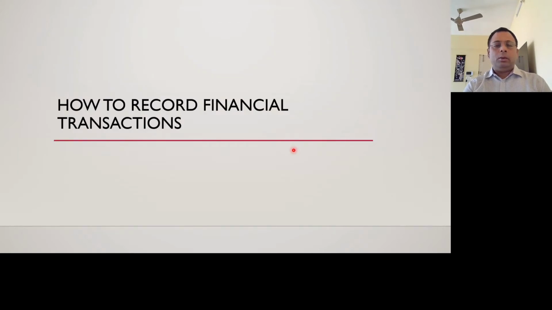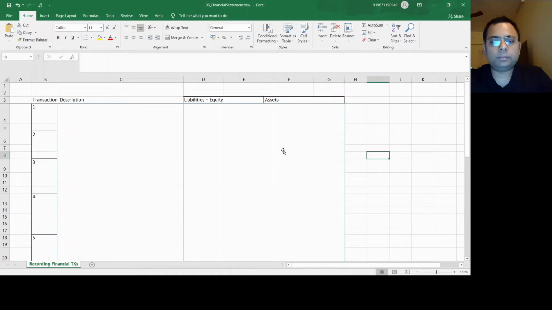Now, how to record the transactions? For that, I have taken the reference from the book itself and created an Excel file, so I'll switch to the Excel file. This Excel has been divided into two parts: the transaction description, and then the assets, liquidity and liability side, which is shown here.